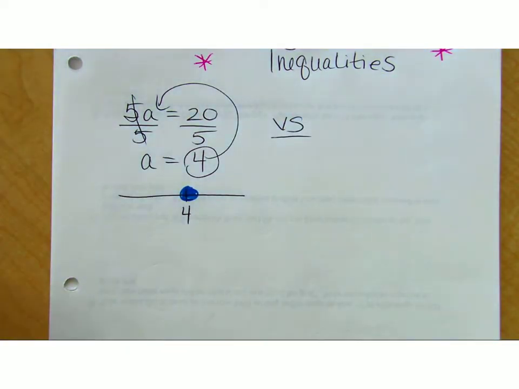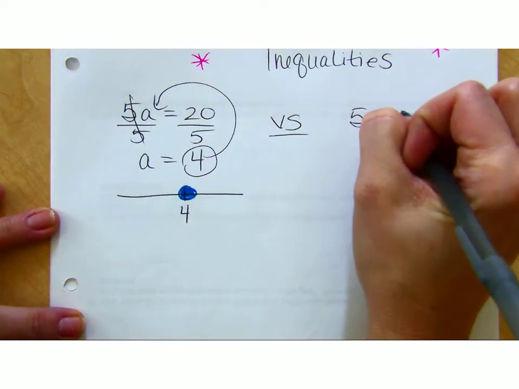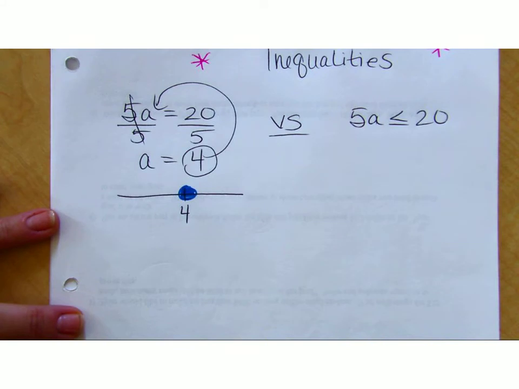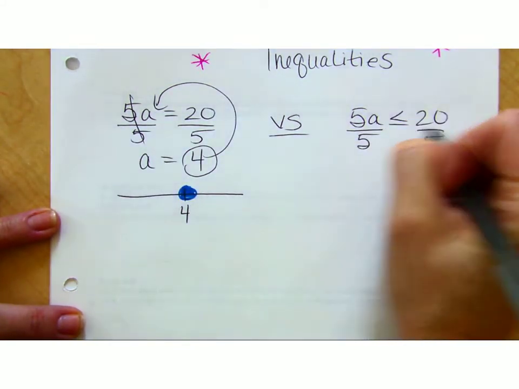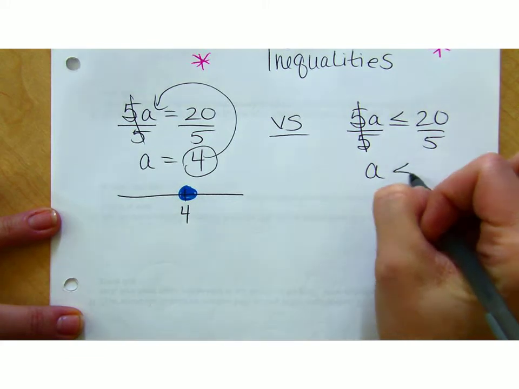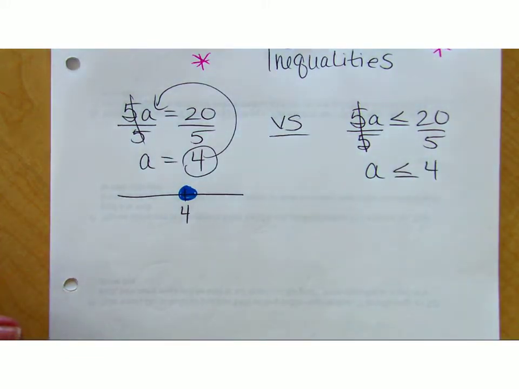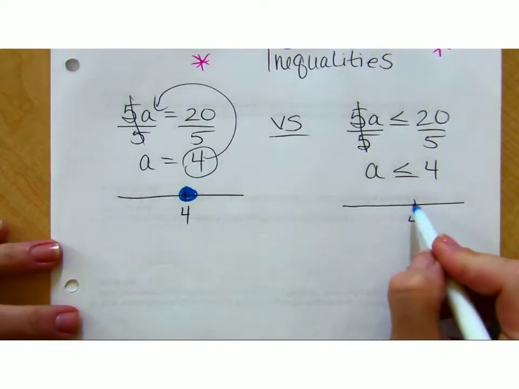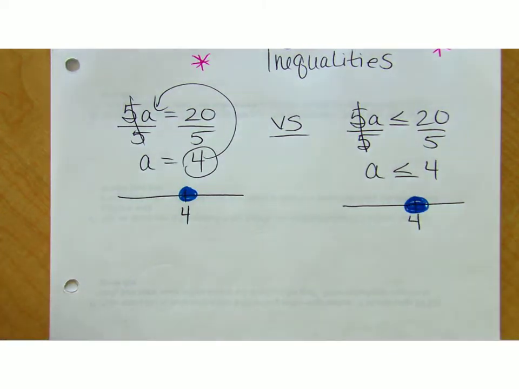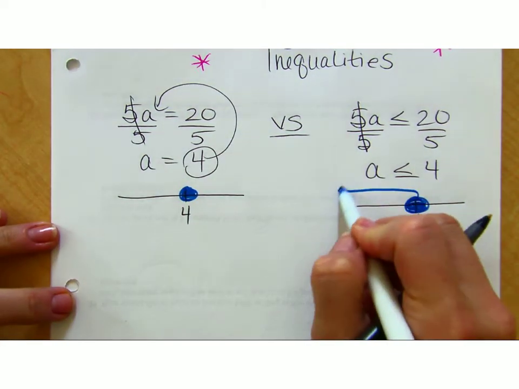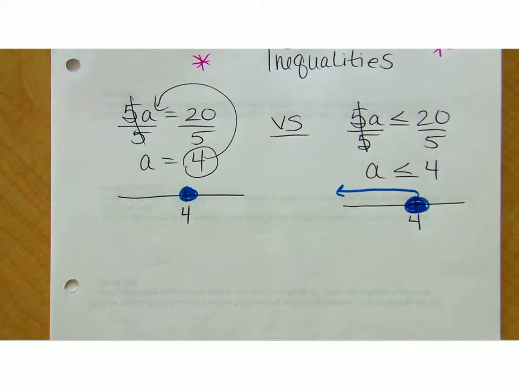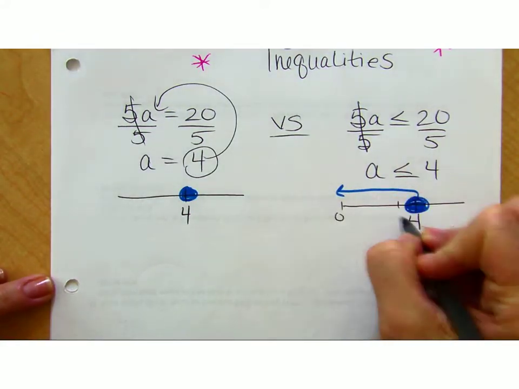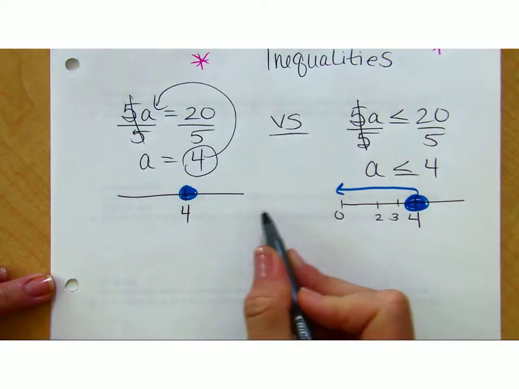We're talking about inequalities. So if I take 5a is less than or equal to 20, but I solve it the same way, and instead of an equal sign, I put my less than or equal sign, I have a whole different answer. I have a set of numbers, actually an infinite set of numbers that I could use as a solution. Because now not only can x be 4, it could be any number less than 4, okay?